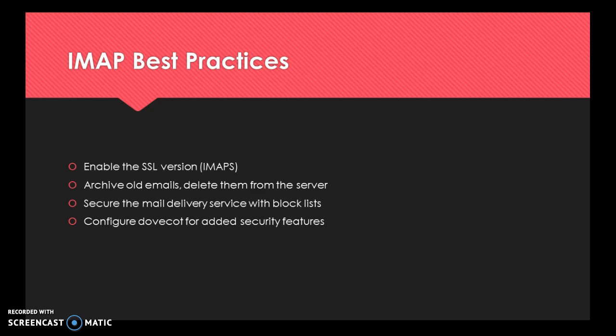You want to do things like block lists to secure the mail delivery service. Obviously, emails can be spoofed, and insecure email addresses and messages can become a problem within the system. And IMAP will send these emails unless you have specified block lists that will flag certain email addresses that are known to send out spam or phishing attempts or whatever through email.